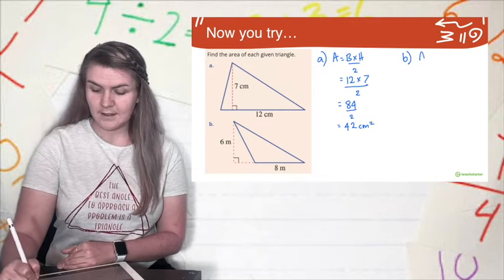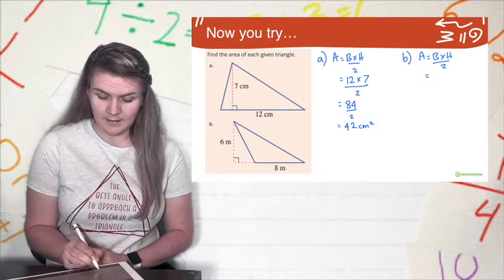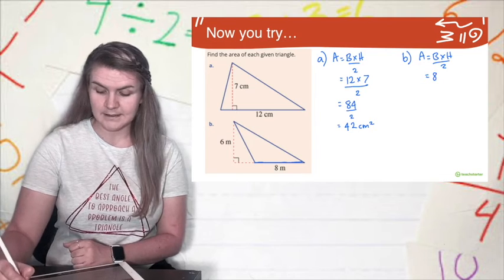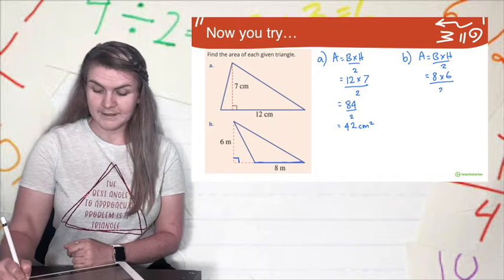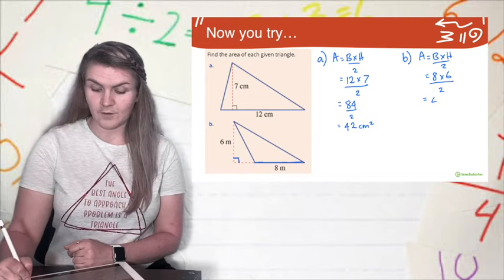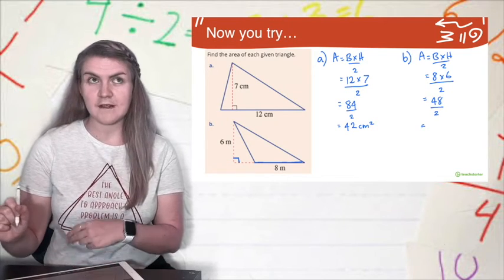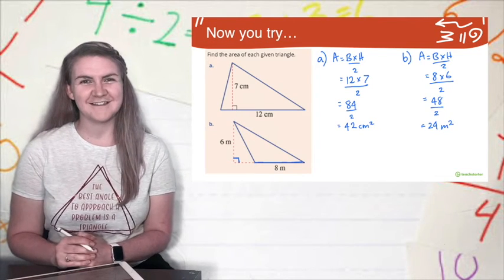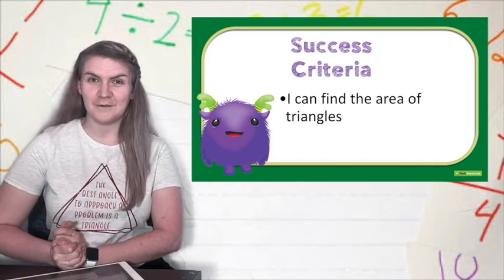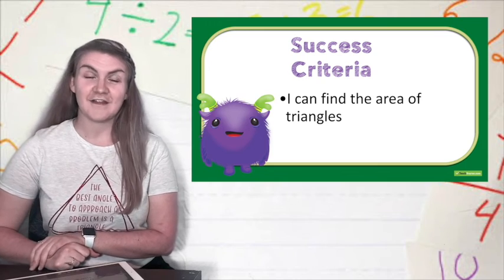B. Formula first. Area equals base times height divided by 2. The base here on the flat edge is 8 meters. And the height on the right angle is 6 divided by 2. 8 times 6 is 48 divided by 2. 48. 40 divided by 2 is 20. 8 divided by 2 is 4. 24. And the unit is square meters. How did you go? I hope now you can use the formula area equals base times height divided by 2 to calculate the area of a triangle.